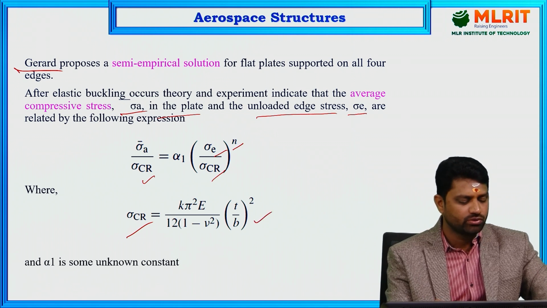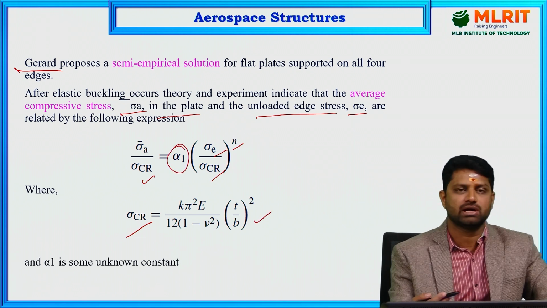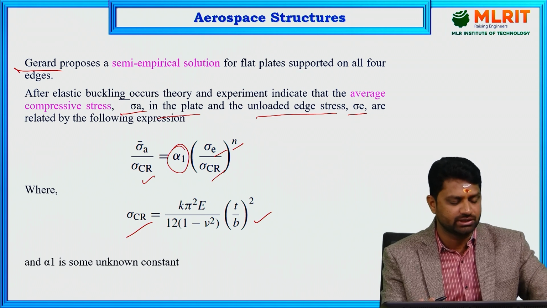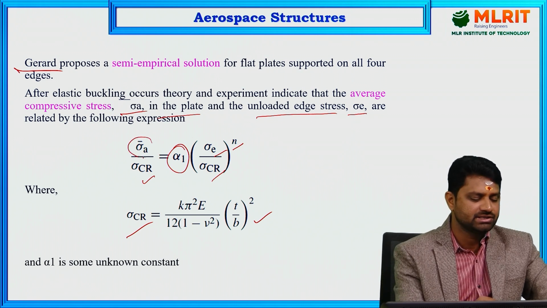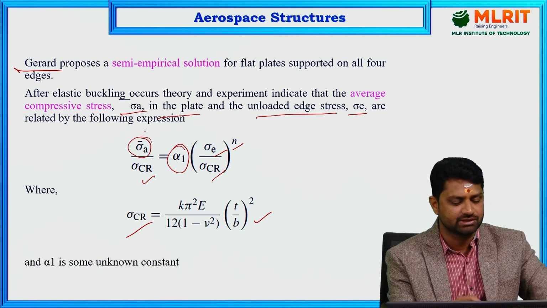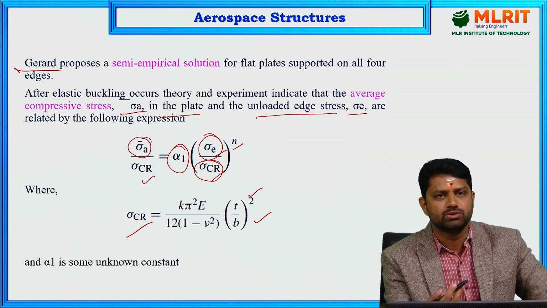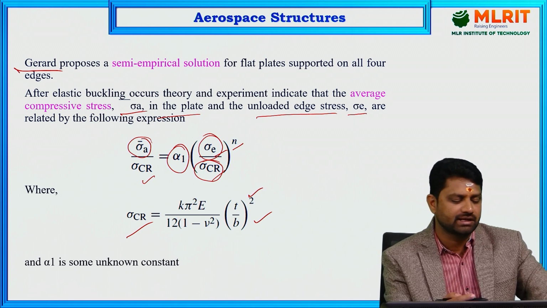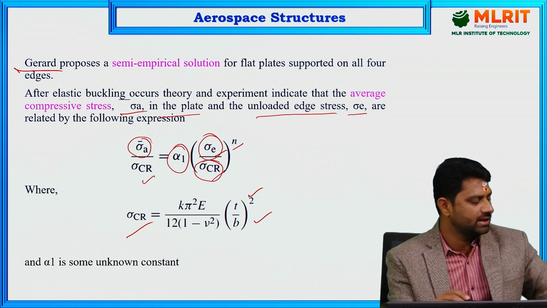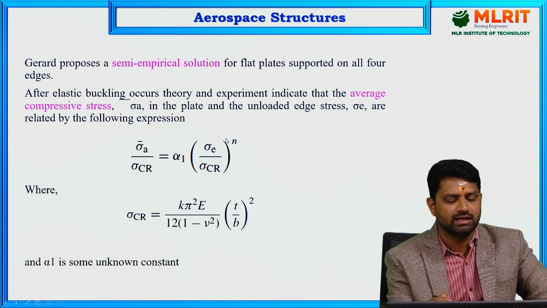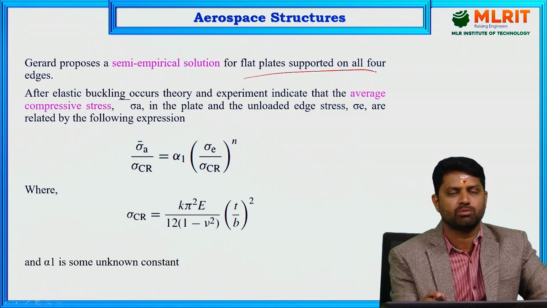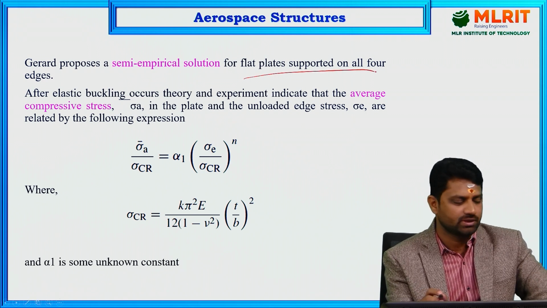Here alpha 1 is an unknown coefficient, sigma A bar is the average compressive stress, sigma E is the unloaded edge stress we considered, and sigma critical is the general formula. So Gerard has given the critical stress formulas like this. Again, he considered different conditions here, that is, the flat plate supported on all four edges.